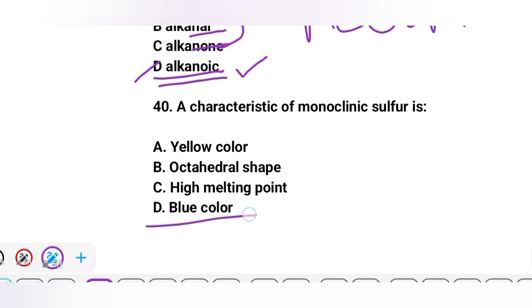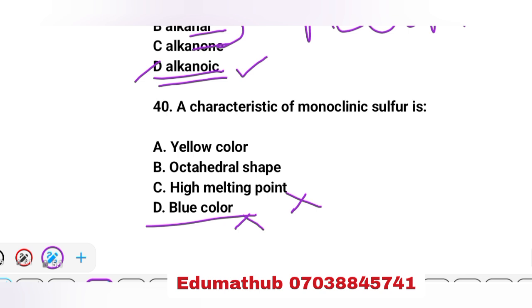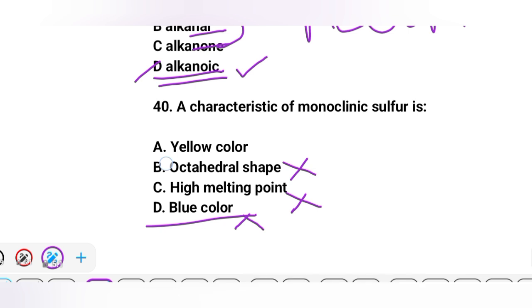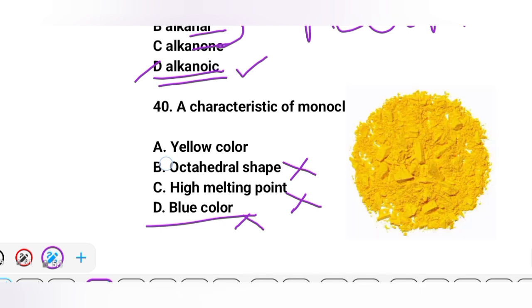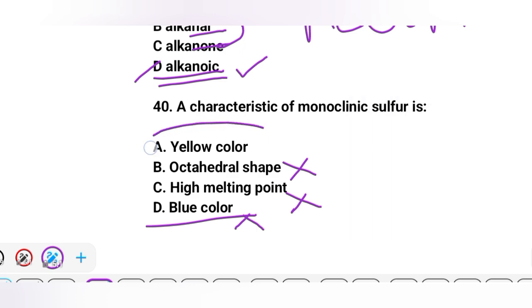It is not blue in color, definitely. It does not have a high melting point. The one that has a very high melting point is rhombic sulfur. And it is not octahedral in shape. The one that is octahedral is rhombic sulfur. The answer here is a very unique property of monoclinic sulfur, which is that it is bright yellow. It has a very yellow color. So the answer to this question is yellow, or option A.